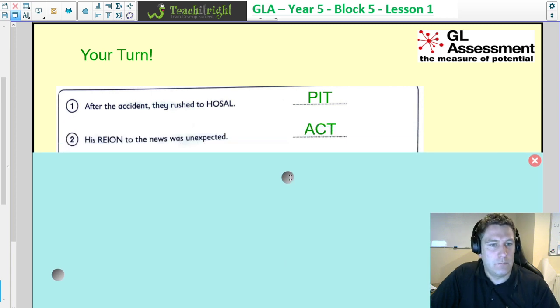The next one, his something to the news was unexpected. It's quite a difficult one. What would you do if you've got an emotion and you're responding to some news? Well, it's a reaction. So his reaction to the news was unexpected. So the word is act.